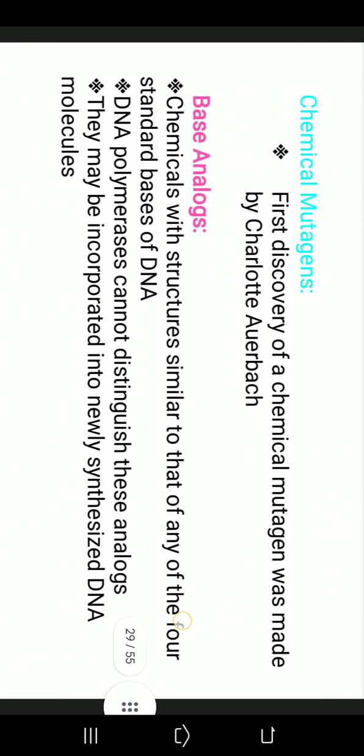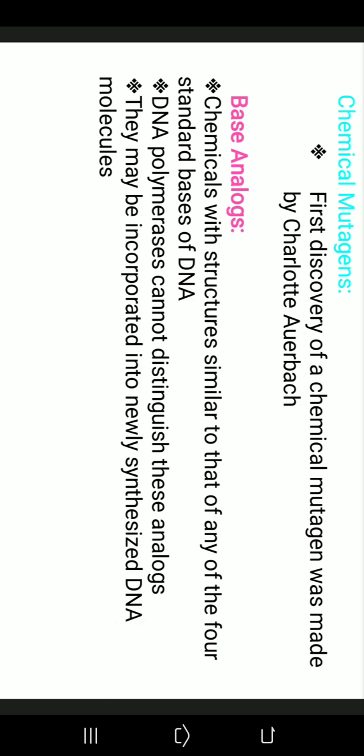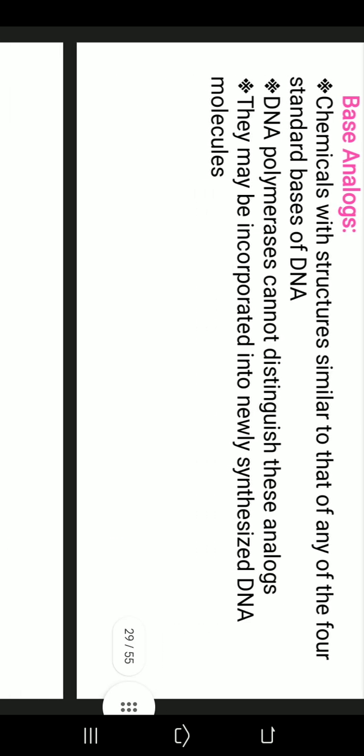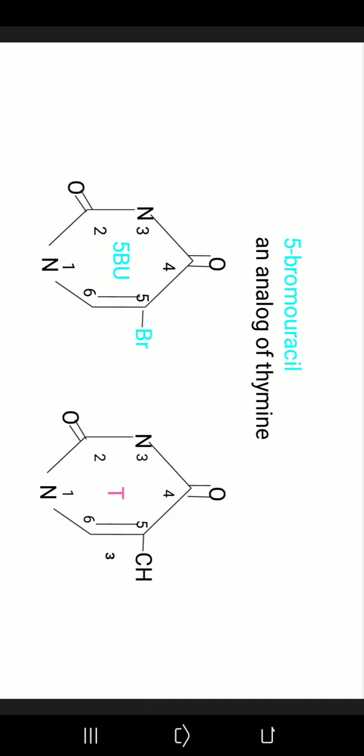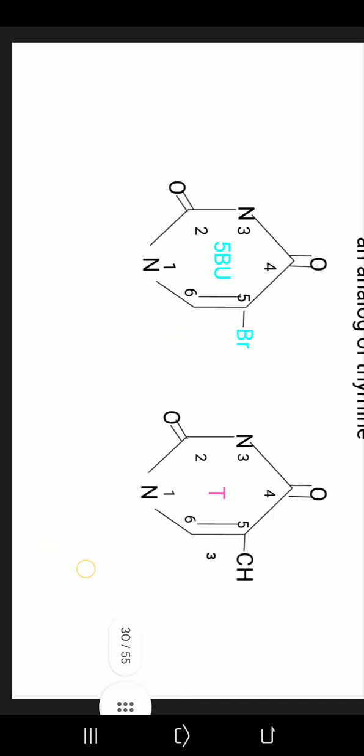Any environmental agent that increases the rate of mutation above the spontaneous rate is called a mutagen, such as chemicals or radiations. Chemical mutagens: the first discovery of a chemical mutagen was made by Charlotte Auerbach. Base analogs are chemicals with a structure similar to that of any of the four standard bases of DNA. DNA polymerases can't distinguish these analogs. They may be incorporated into newly synthesized DNA molecules. 5-bromouracil is an analog of thymine, as you can see in the figure.